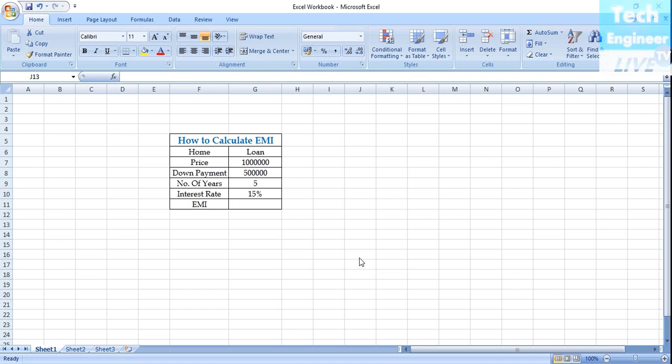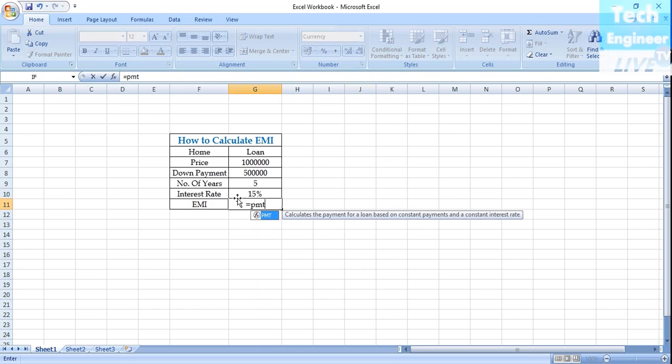It's a very simple scheme. What would the EMI be if a person pays 5 lakh rupees out of 10, the number of years is fixed at 5 years, and the interest rate is 15%? So for example, let me calculate that.